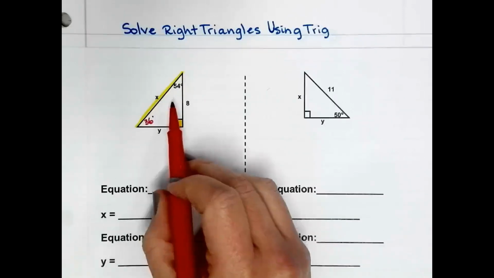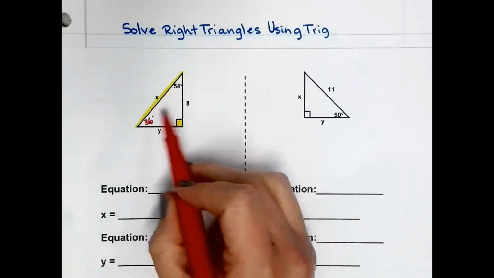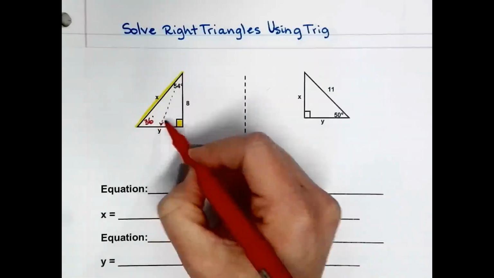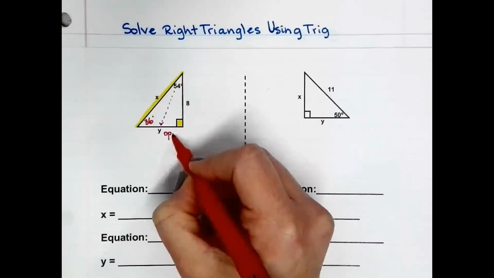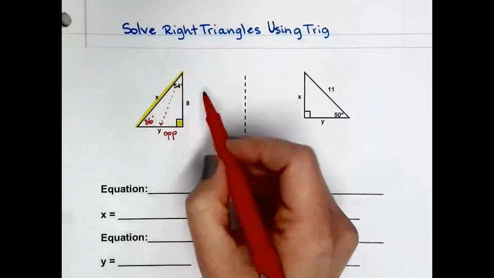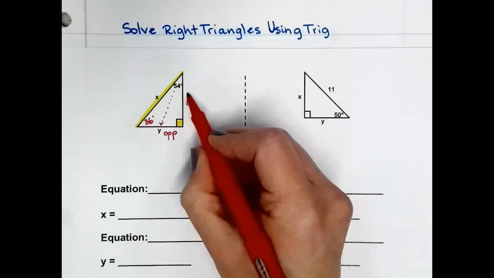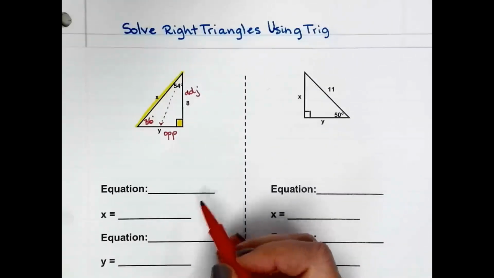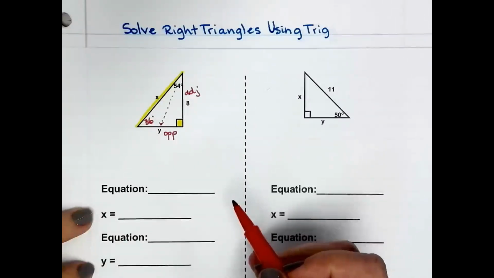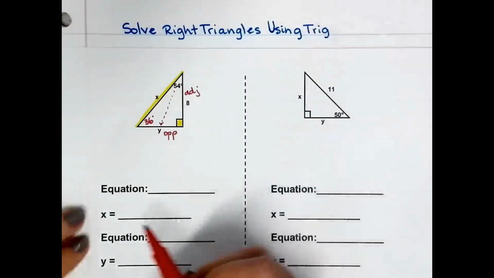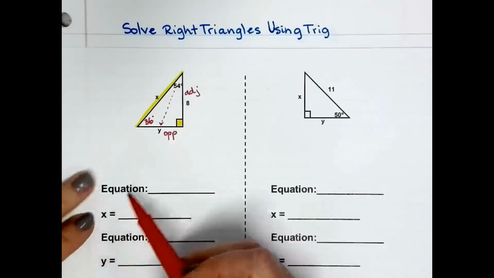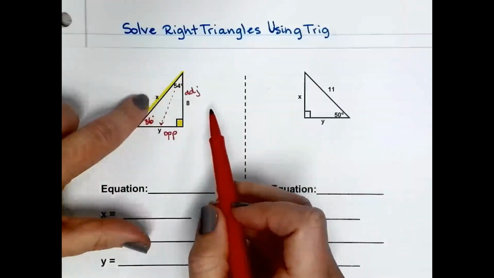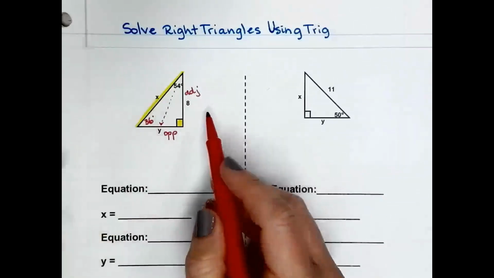Because 54 degrees was given, I'm going to label the rest of the triangle based on this angle. Directly across from 54 degrees is the opposite side. We already know the yellow is the hypotenuse, and right next door to 54 degrees is the adjacent side. We need to find x and y for both examples. We're going to find x first, just because that's what is there. I have the adjacent side given, and I'm looking for x, which is the hypotenuse.